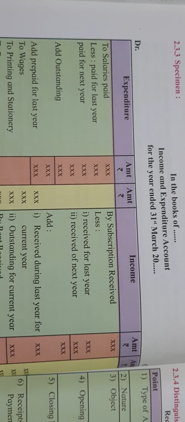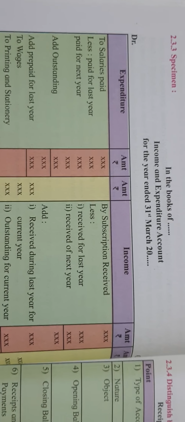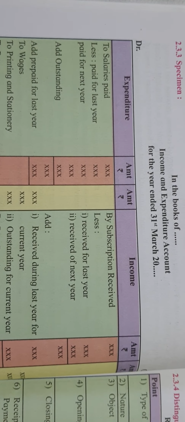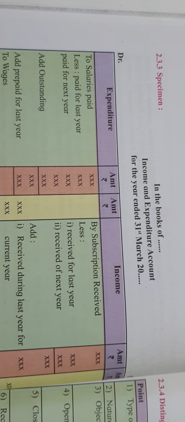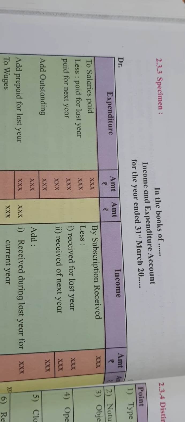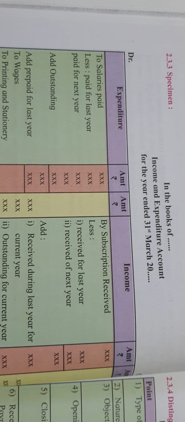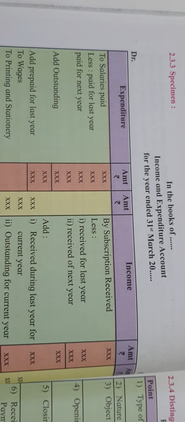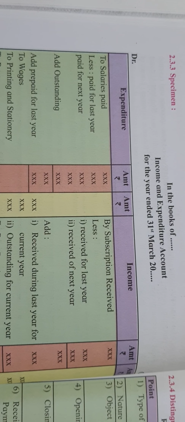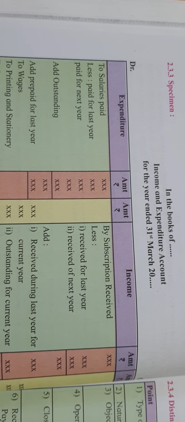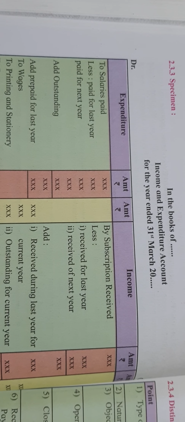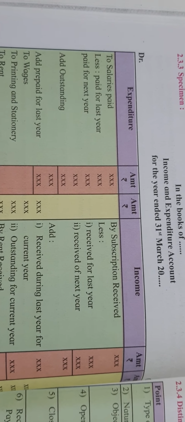See in your textbook, page number 70, the specimen of an income and expenditure account is given. Since the receipt side is shown on the right hand side, it is credit, but students, here the income side is shown on the credit side and your expenditure will be shown on the debit side. In the receipts and payments account, your payments are shown on the credit side. It means it is a cross, remember that.